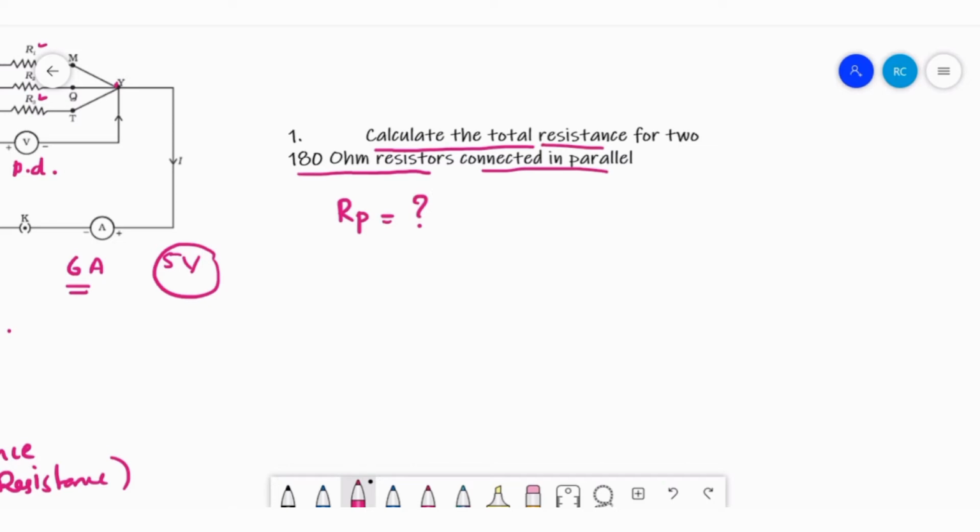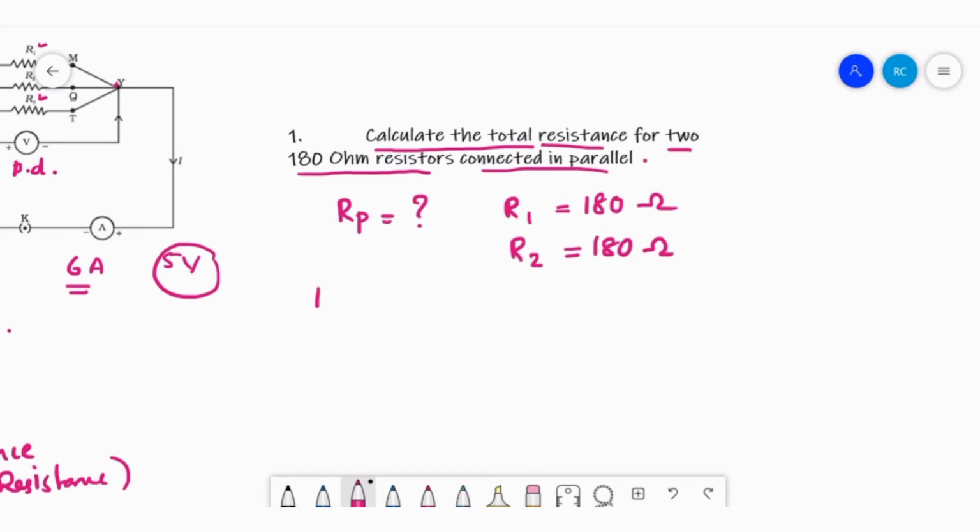R represents the resistance and P is used for parallel connection. So Rp, which means the total resistance, is what we want to calculate. Then we have two 180 ohm resistors, which means there are two resistors connected in the circuit. One is R1 and another one is R2, and both have a resistance of 180 ohms. So we have to calculate the total resistance for two 180 ohm resistors connected in parallel.